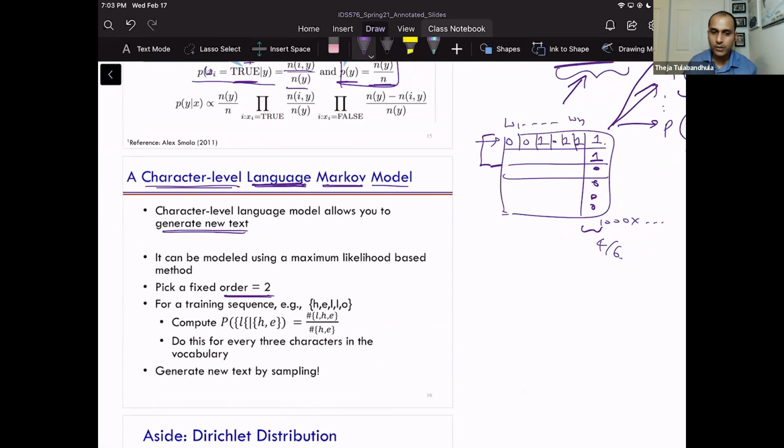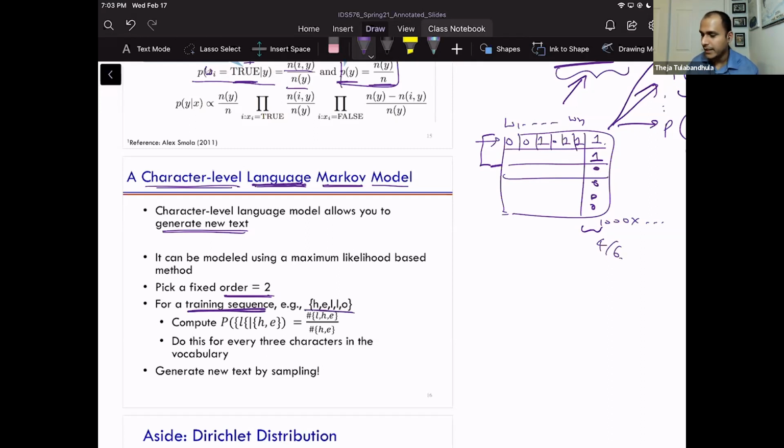Let's say 2 or 3 or 4. It just means that only the previous 2 characters, or the previous 2 words, influence what is the next most likely word. Okay. And let's say we have a training sequence, since we are talking about character level. So let's say the training sequence is hello.